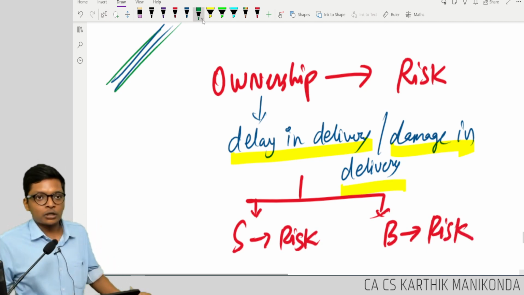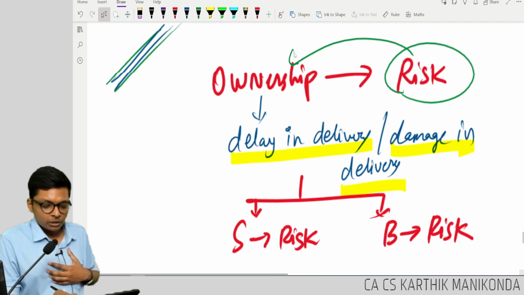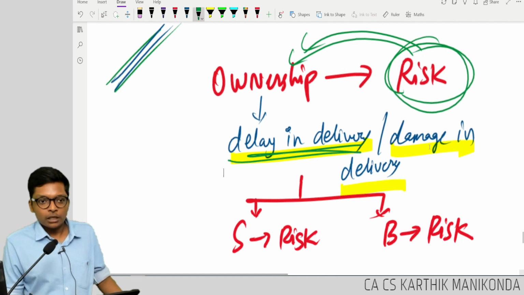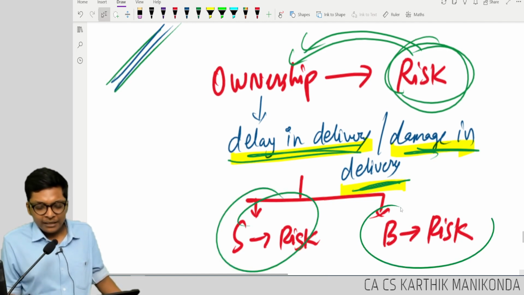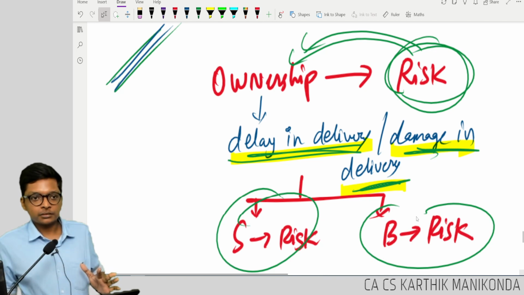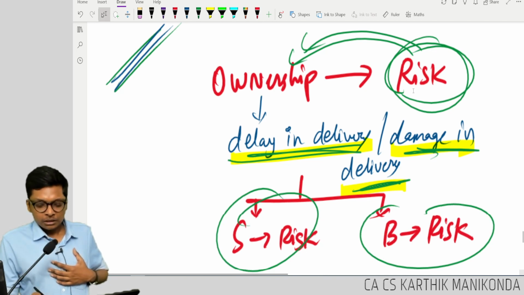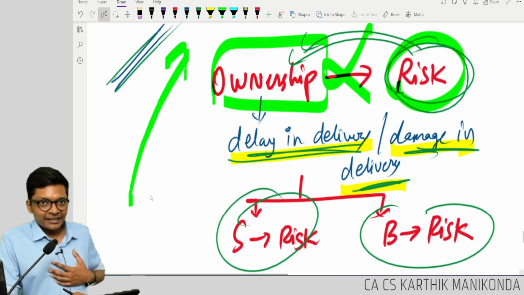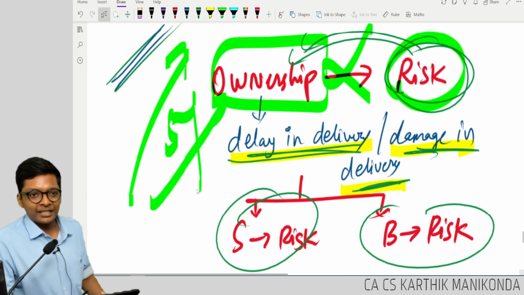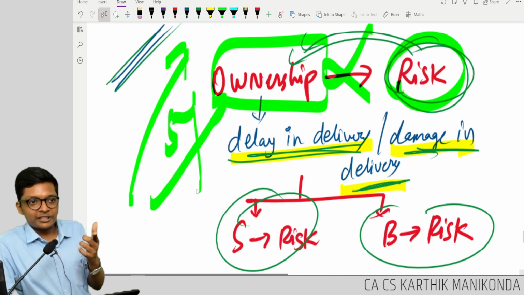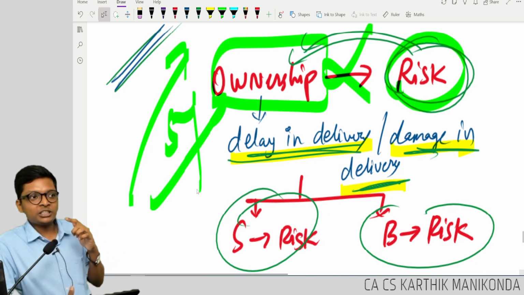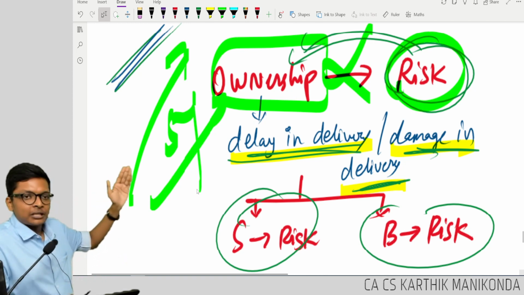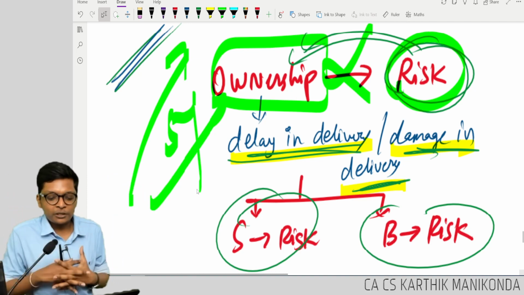So what is the default rule, guys? Risk follows ownership. However, if there is a delay in delivery or damage in delivery, whosoever's fault it is, they will bear the risk. Can I make a change so that risk will not follow ownership? Ownership will go today, risk will go after 5 years. Can I make a rule like that? Yes. Hire purchase is the opposite: risk will go today, ownership will go after you pay the EMI. So the default rule is risk follows ownership, but I can change it between the parties.